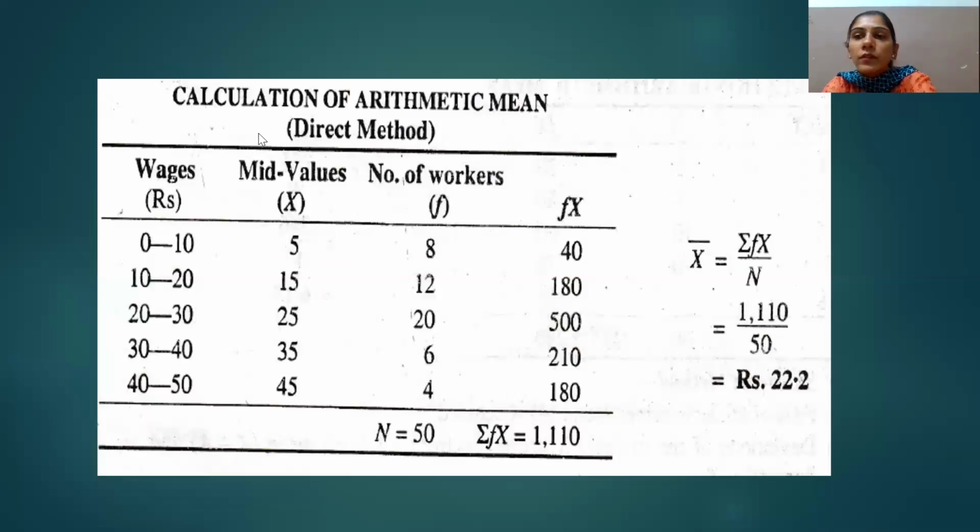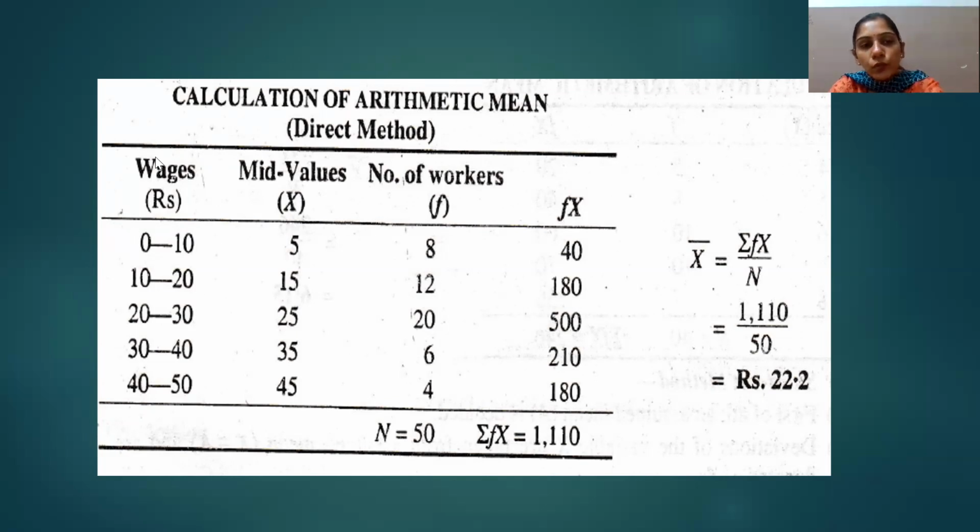So, what we have to do is calculate the value of x. Basically, x is the midpoint, or you can say the mid value, of a given class interval. So how can we find the mid value? We can find the mid value by applying the formula L1 plus L2 divided by 2, meaning lower limit plus upper limit divided by 2. So this is how we will get the value of x.